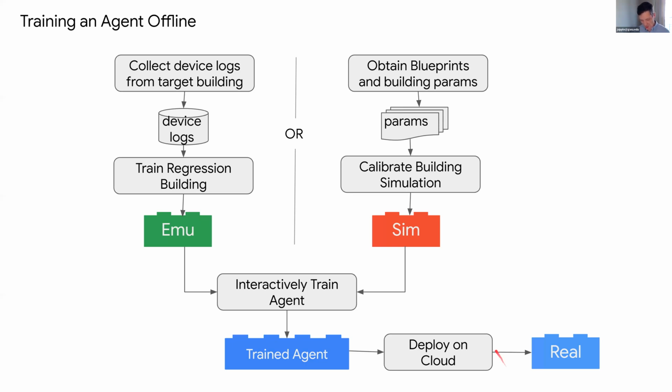So most of the discussion right now is really how, once we have that agent, we actually get it deployed on the real building, and how we establish whether or not the new agent is better, equal to, or worse than the baseline control. We'll talk about that in the next few slides.